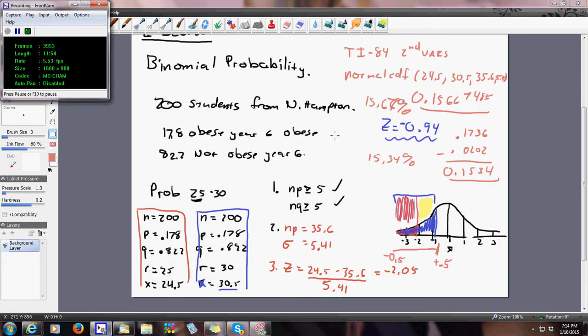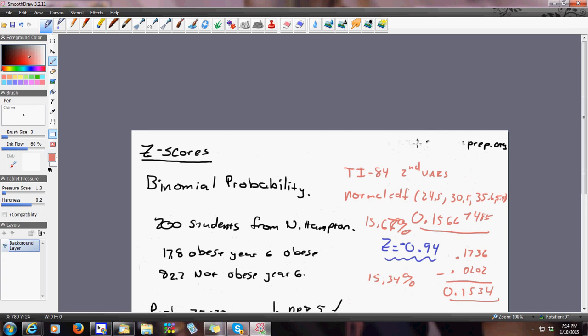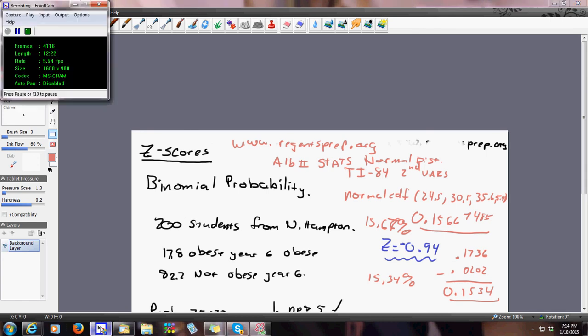Oh, and to get the z-scores, you can go to www.regentsprep.org, Algebra 2, Stats, and then I believe it's normal distribution or something like that. Alright, that's it. It's a bit of a mess here.